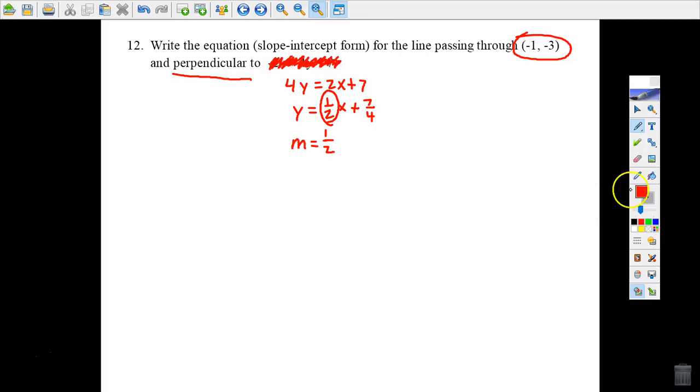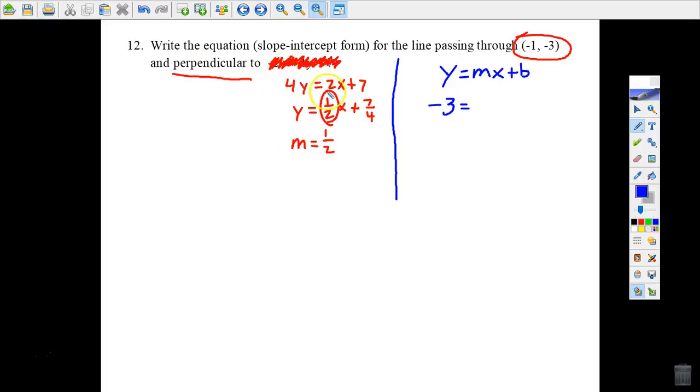Okay, so I'm going to come over here. I am ready to write this equation for the line that goes through that point. So we're using mx plus b, slope-intercept form. We know what to plug in for m. We also know, based on this point, what to plug in for x and y. What we're trying to determine, we have to solve for, is b. Okay, so y is -3.